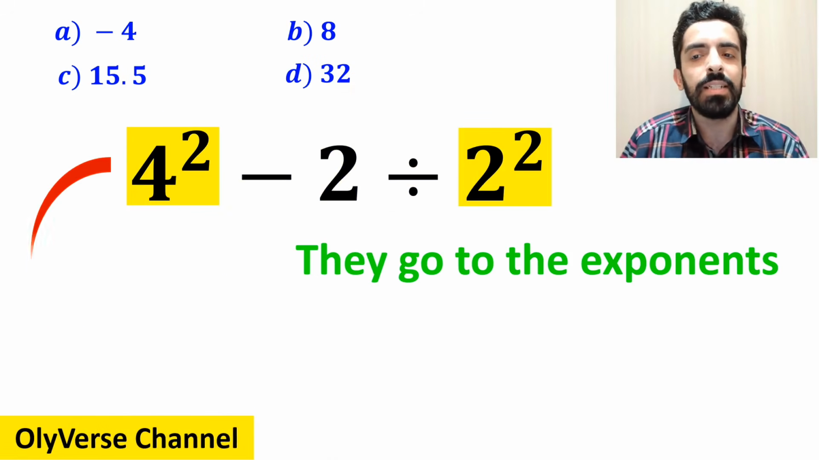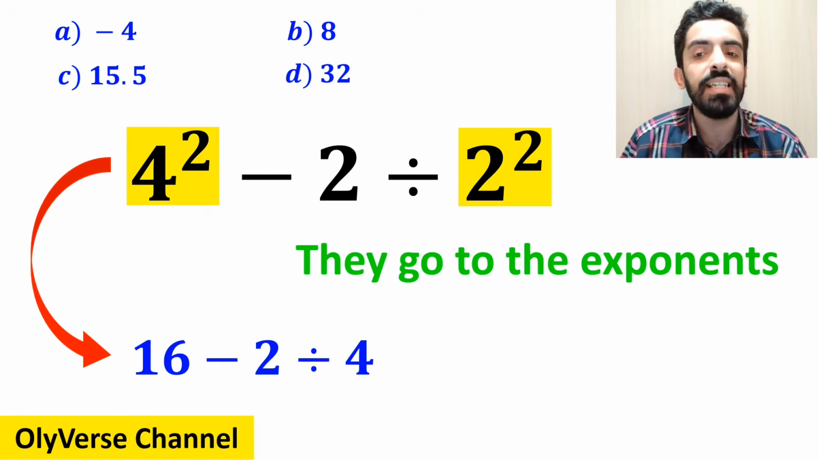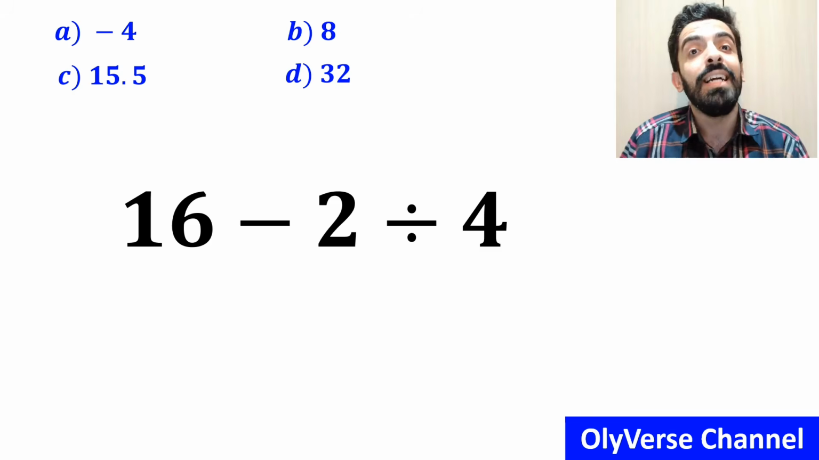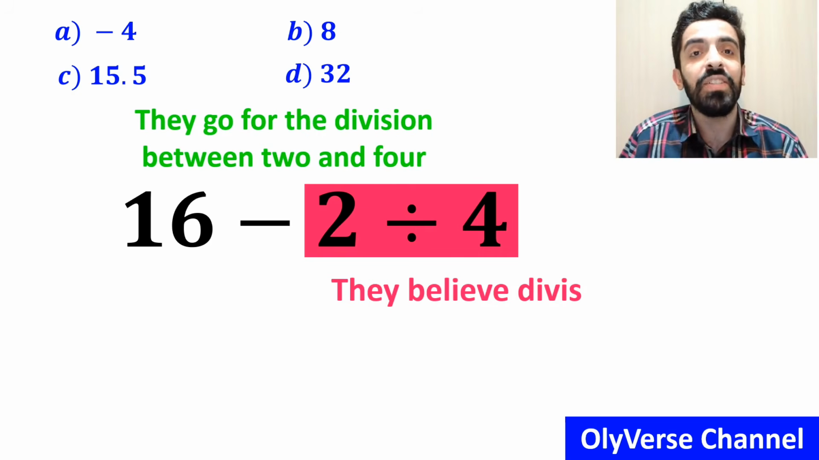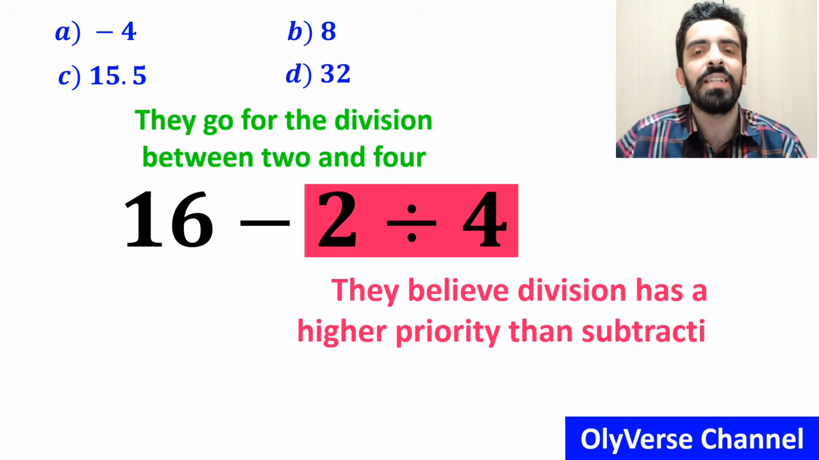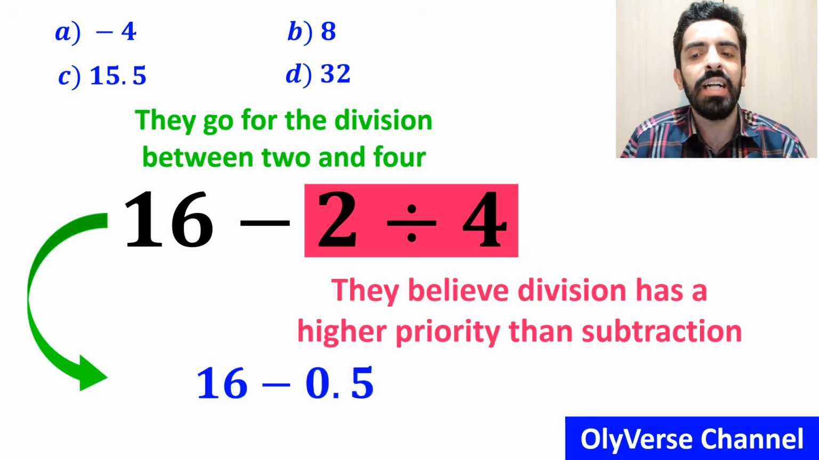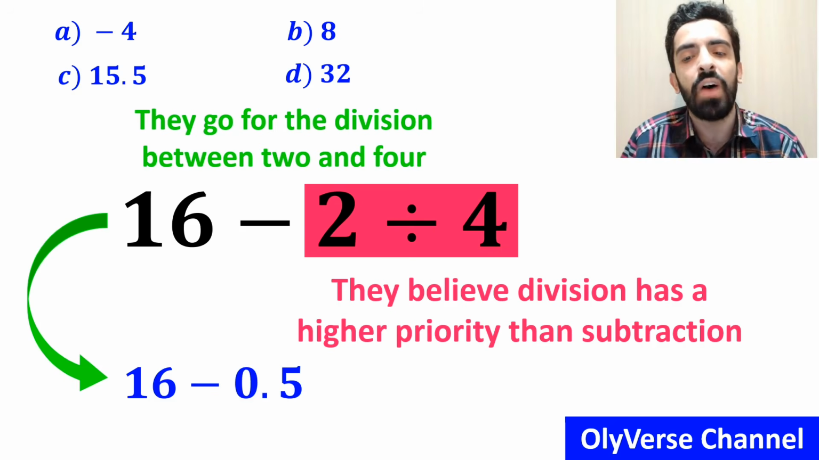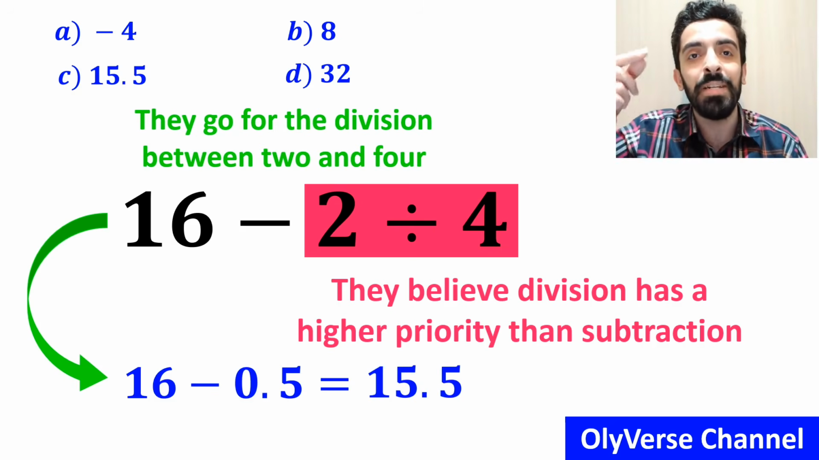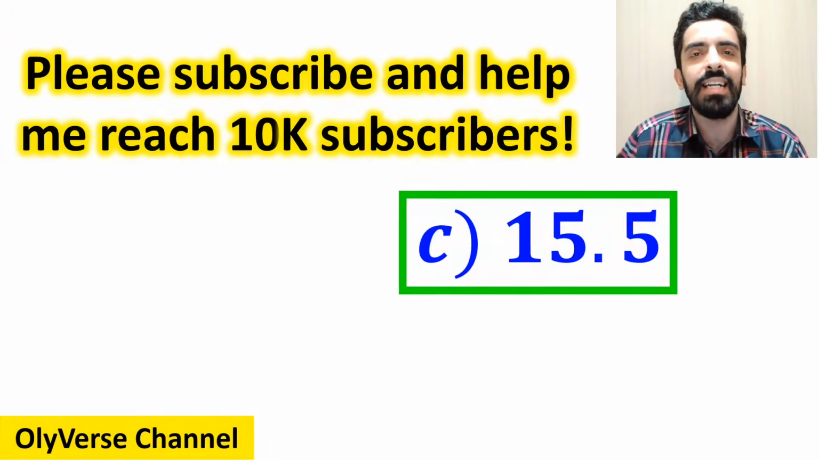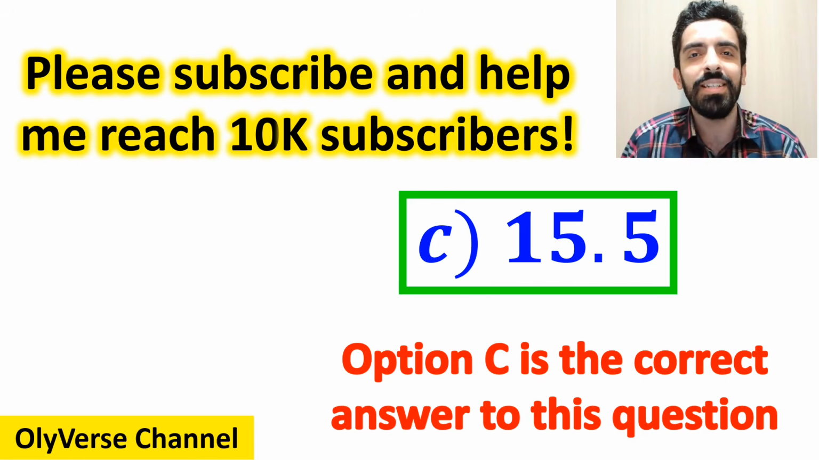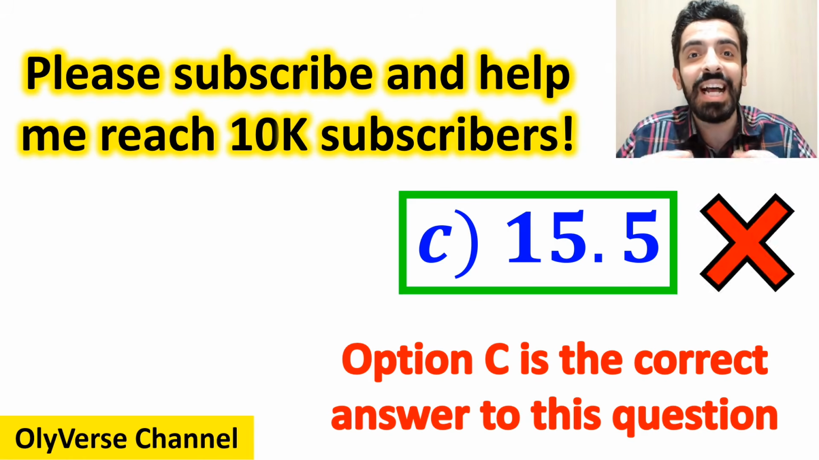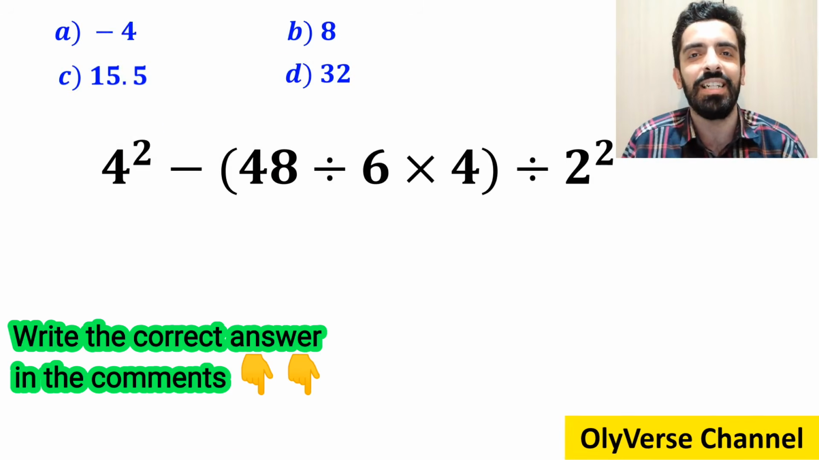Then, they go to the exponents and simplify this expression to 16 minus 2 divided by 4. And in the final step, they go for the division between 2 and 4 because they believe division has a higher priority than subtraction. So, they rewrite this expression as 16 minus 0.5, which finally gives them the answer 15.5. Then, without any hesitation, they quickly say that option C is the correct answer to this question. But, I have to say, we're tricked and it's not the correct answer to this question.